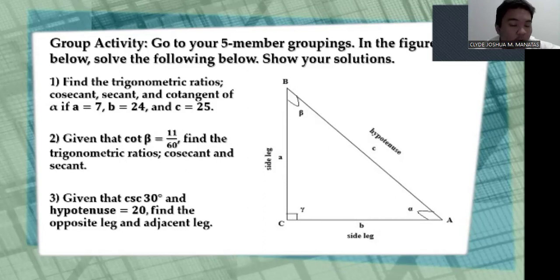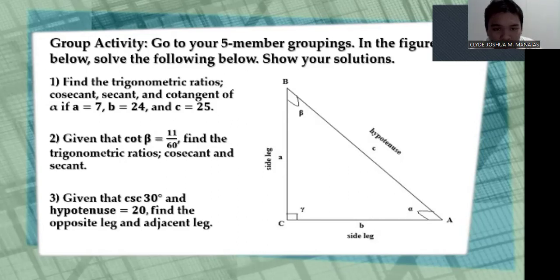So 2 times opposite. So 2 opposite, then 20 times 1 is equal to 20. So divide both sides, so the opposite leg is equal to 10. Opposite is equal to 10. Correct.